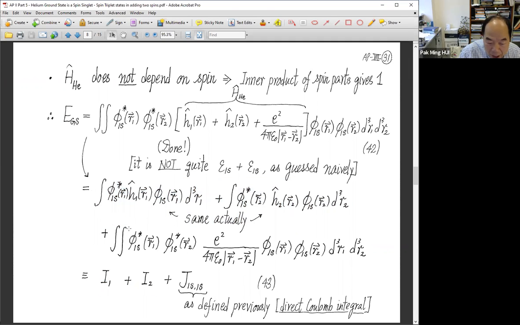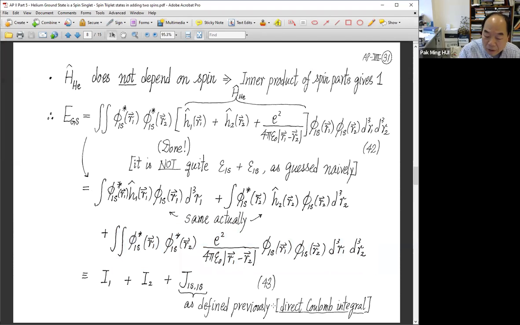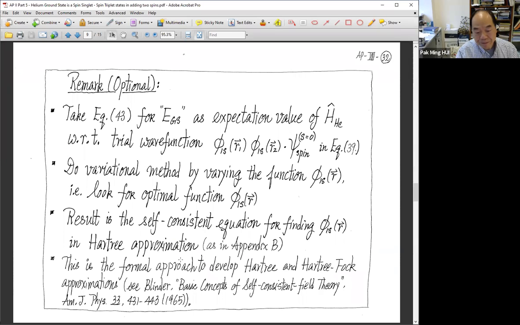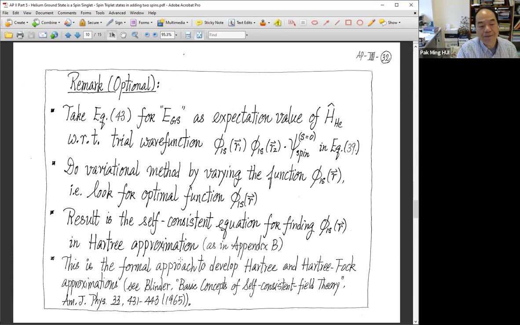The more interesting part is this term we discussed last week. It has a classical physics interpretation. It is like this bit of charge interacting with that bit of charge due to electron 1 and electron 2 respectively. That's nice. This is called the direct Coulomb. The symbol I introduced previously is that this is the J integral with states in 1s, 1s, so that you can calculate out the ground state energy.